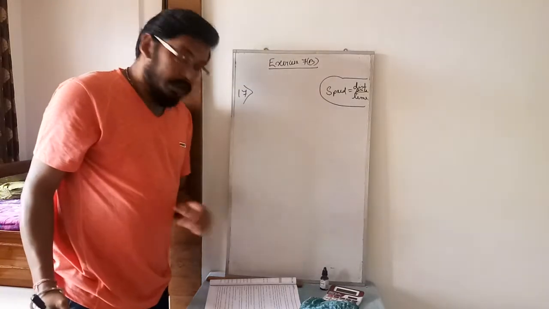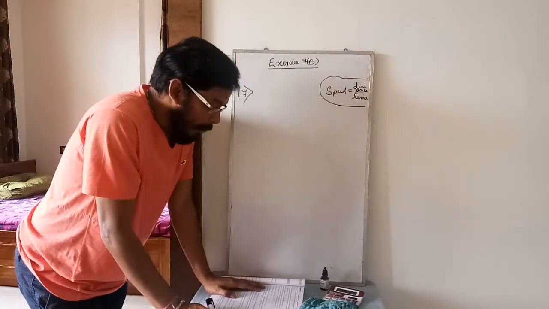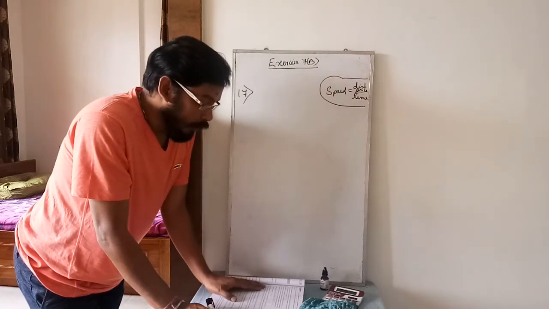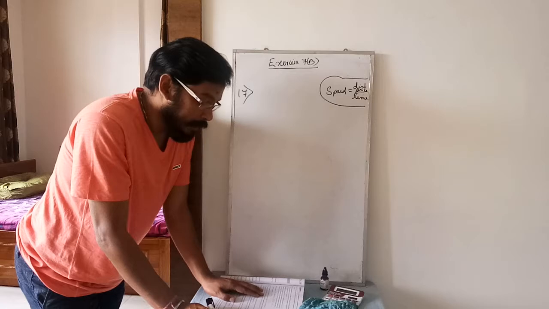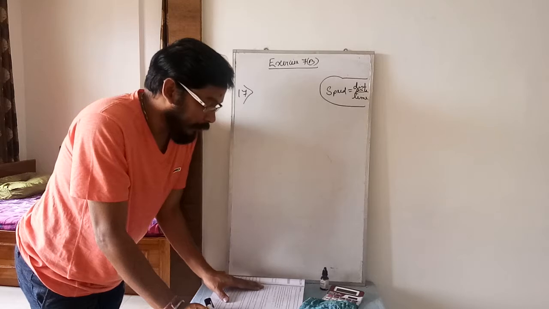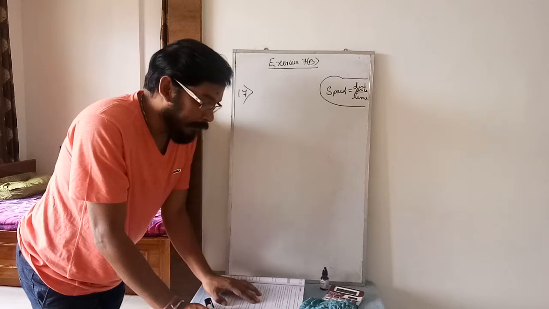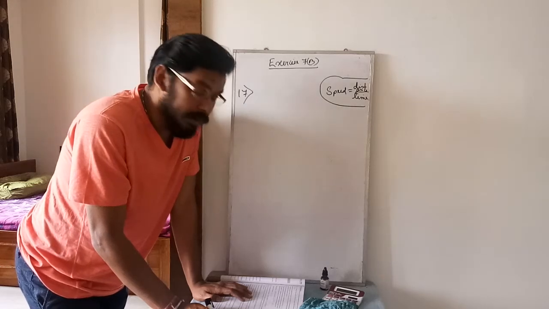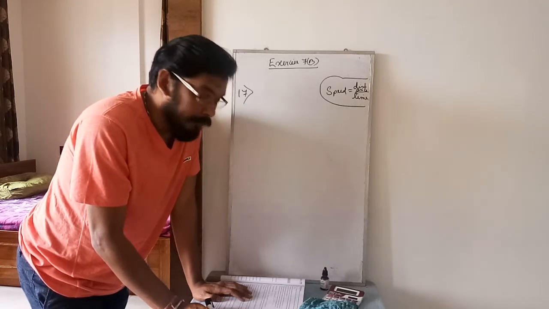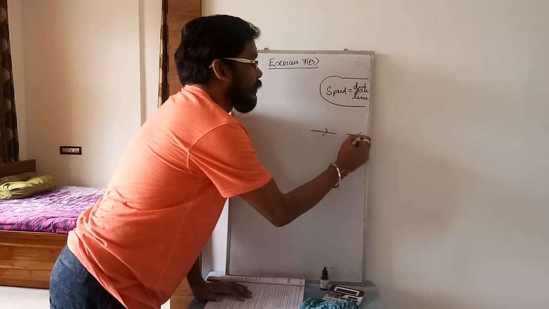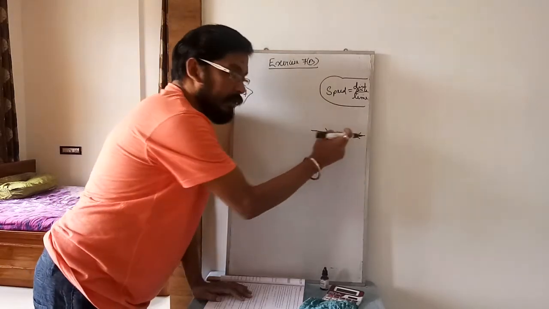Question number 17, let me read the question first. Two cars leave Delhi at the same time, traveling in opposite directions. If the average speed of one car is 5 km per hour more than that of the other, and they are 425 km apart at the end of 5 hours, what is the speed of each? So the two cars are traveling in opposite directions, one this side and the other this side.